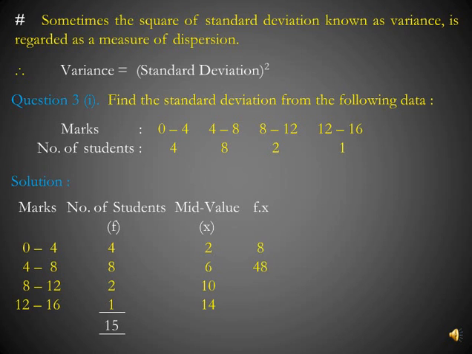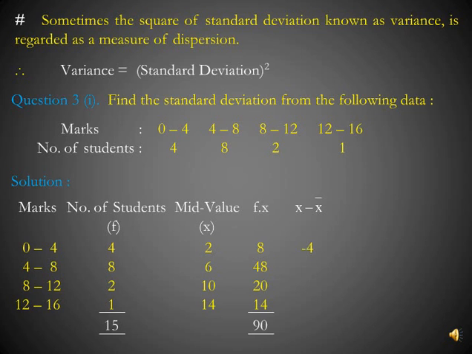Now, taking fx, that is 4 into 2, 8, 8 into 6, 48, 2 into 10, 20, and 1 into 14, 14. Its sum comes to 90. Next column will be of x minus x bar. X bar is sigma fx upon sigma f, that is 90 upon 15, which is equal to 6.